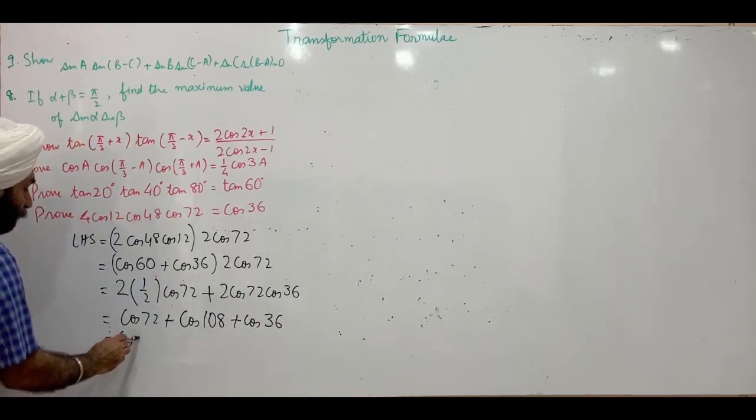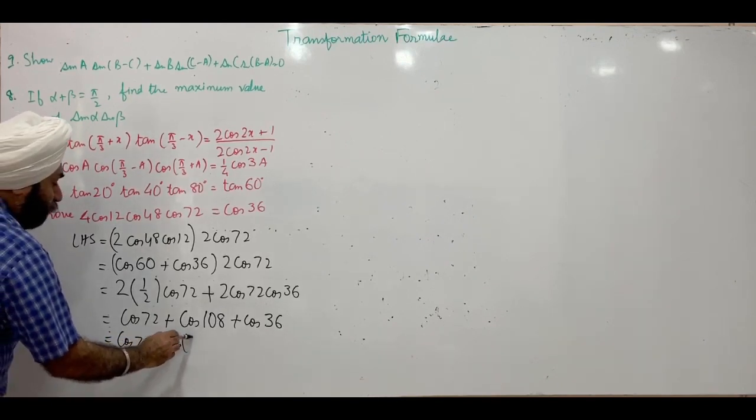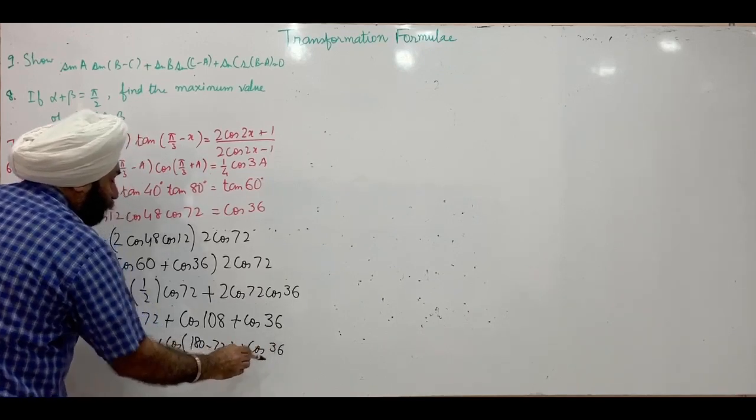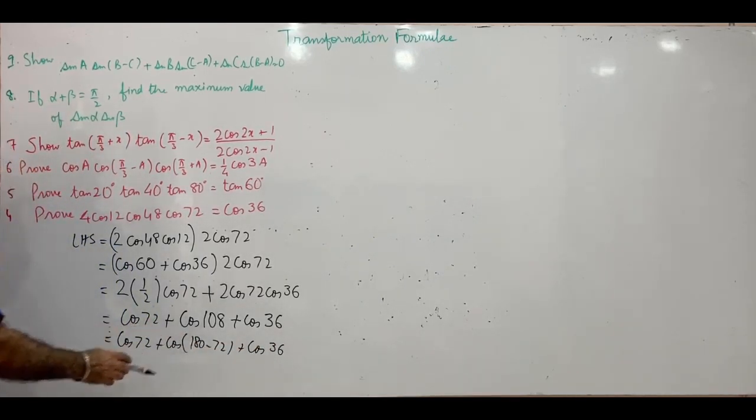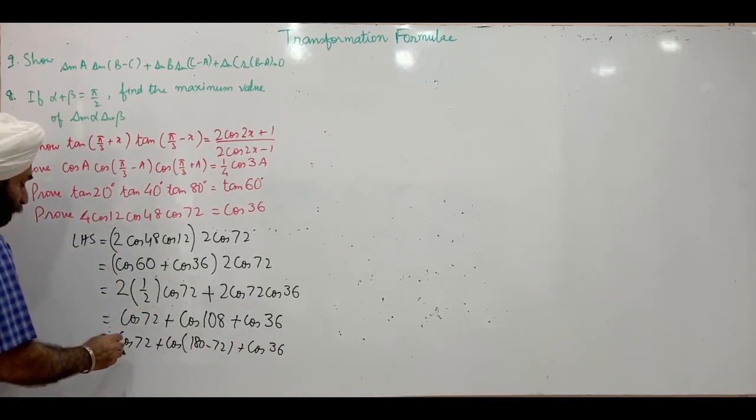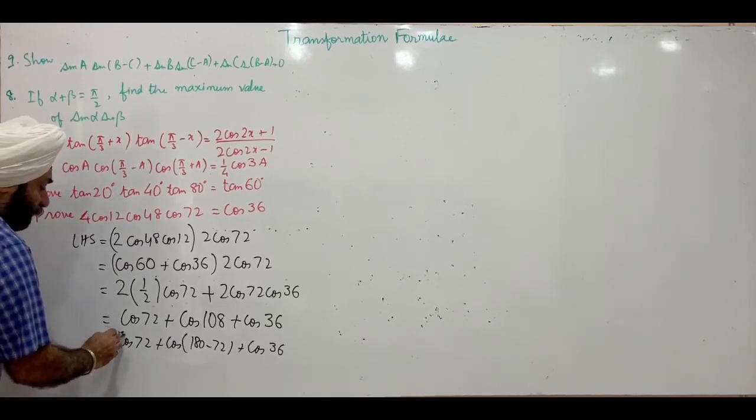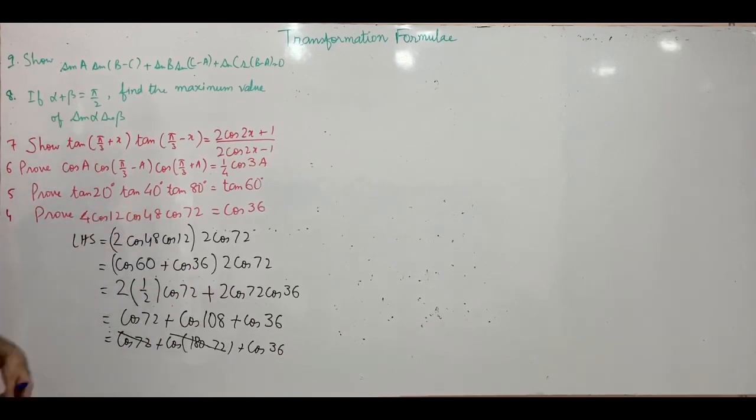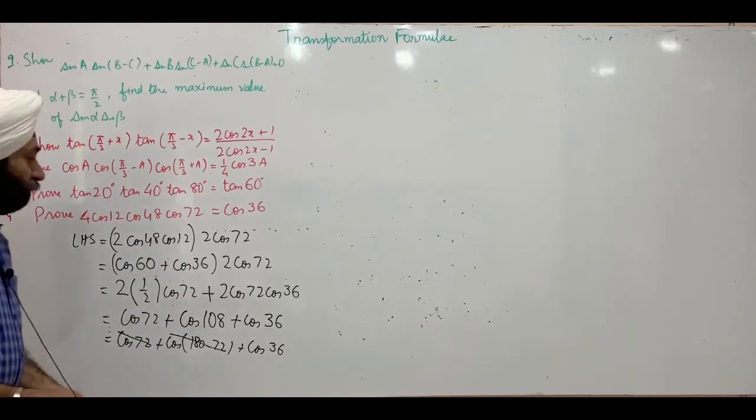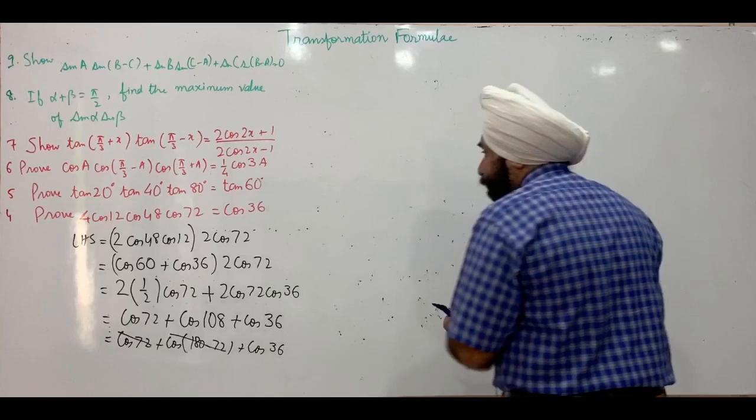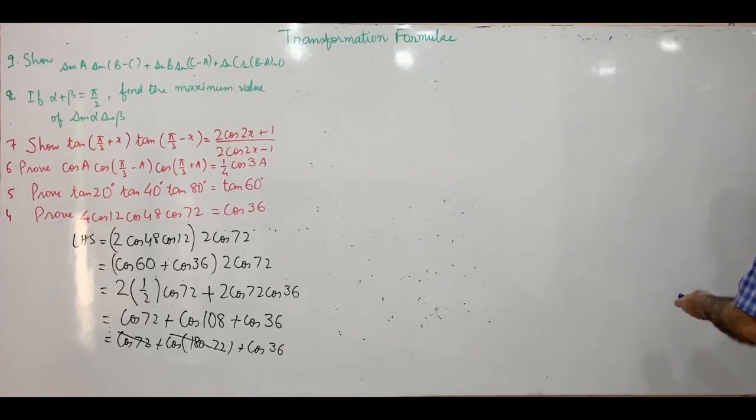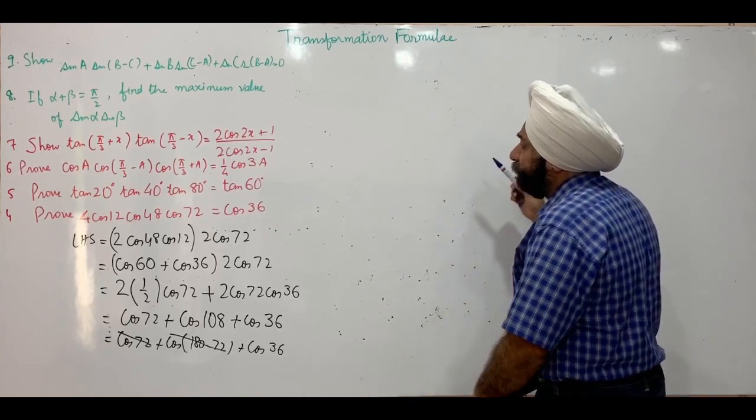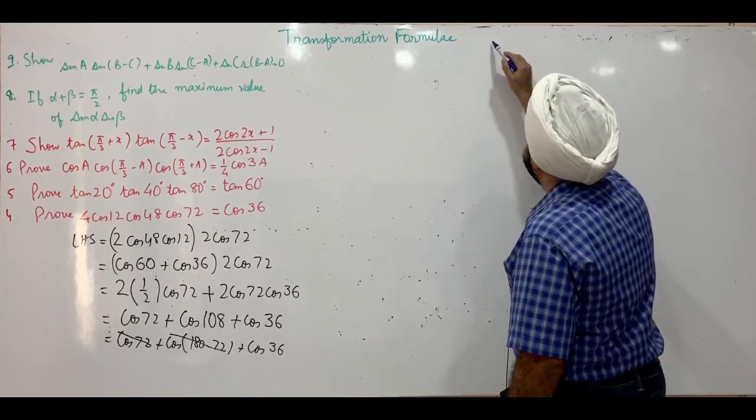This is cos 72. This is cos of 180 minus 72 plus cos of 36. Cos of 180 minus theta is minus cos theta. So this is cos 72, this is minus cos 72. So we get cos of 36 equal to the right hand side. The fifth one, we have product of 3 tans to be proved equal to tan of 60 degrees.